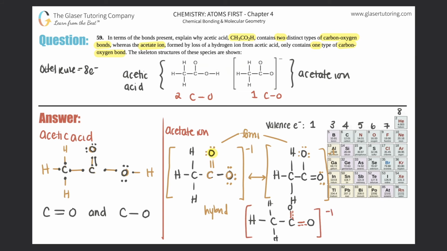Your hybrid is only going to be 1 drawing. And that's how it's only 1 carbon to oxygen bond, because this is equivalent to this, as opposed to this being not equivalent to that because this has a hydrogen attached to it. So hopefully that is good to go. I'm just going to draw that they're both like this for this case because they're resonance forms of each other. All right? So that answers number 59.